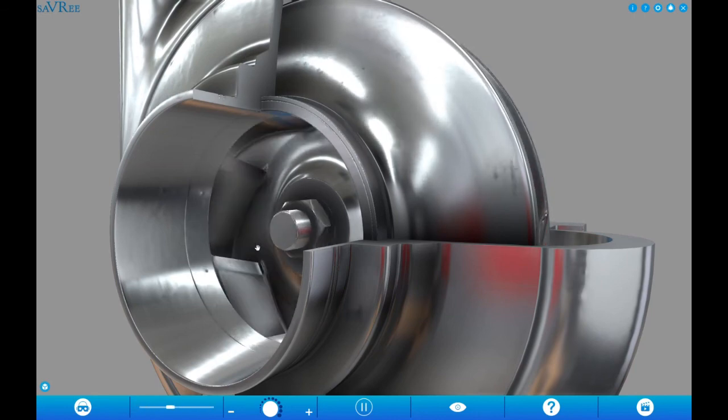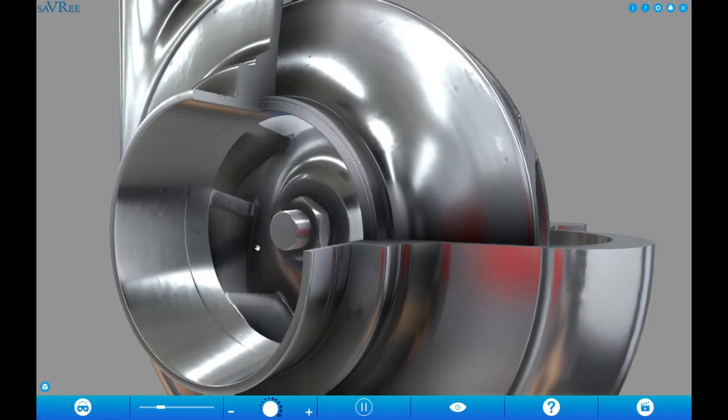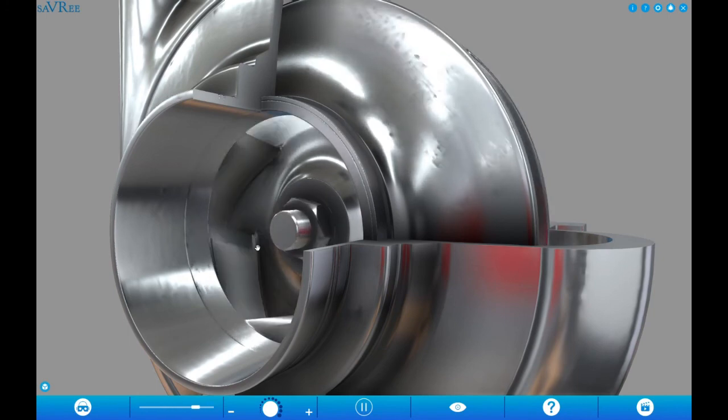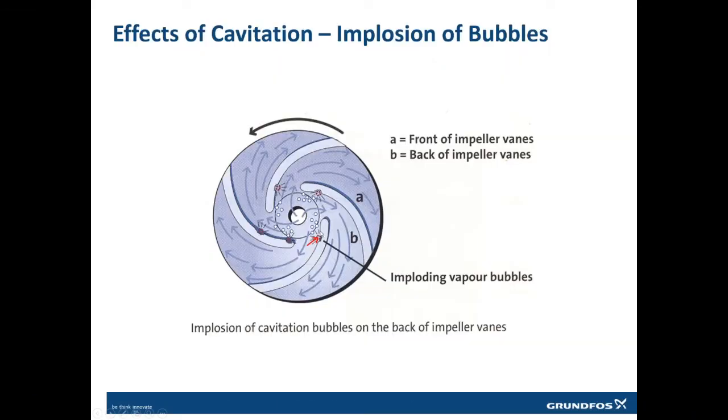Once it implodes, it will take out with it some small portion of the impeller, some material of the impeller. What will happen with that? With one bubble, okay, it is a very small amount. But with many bubbles, that means if you have too many bubbles in your water, what will happen? You will not have these vanes very soon. This vane or eye of the impeller will be damaged very fast. These vanes will be damaged very fast because of the cavitation.